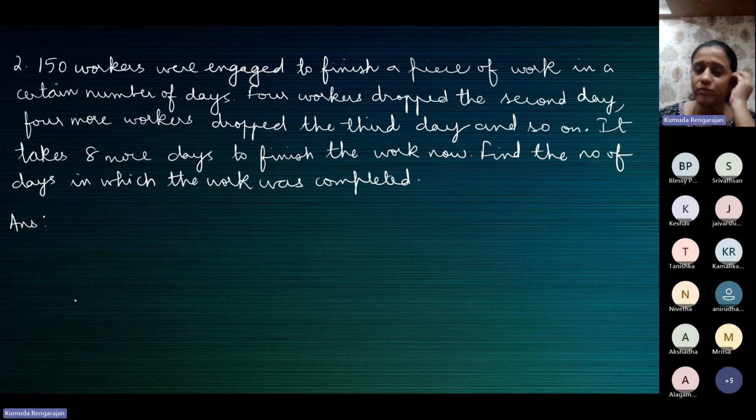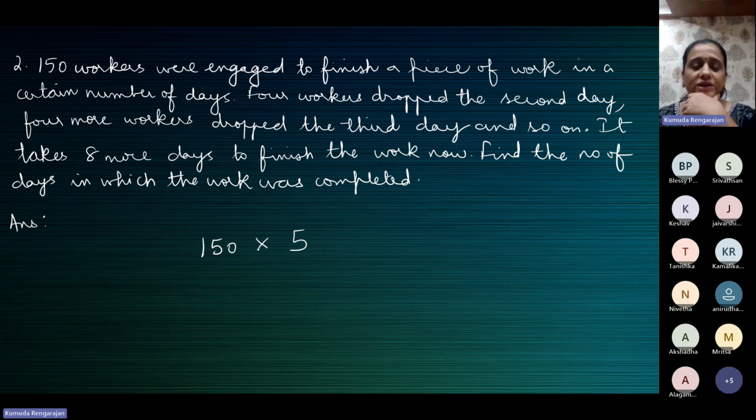Okay. So 150 workers were engaged to finish a piece of work in a certain number of days. Say 150 workers were engaged for 5 days to finish a piece of work. So 150 into 5, 750. That is the work of 750 workers, or the work of 750 people were needed to complete the task.